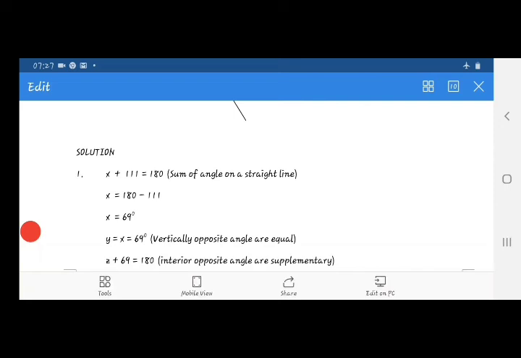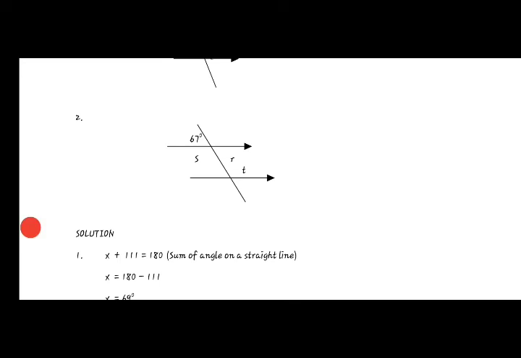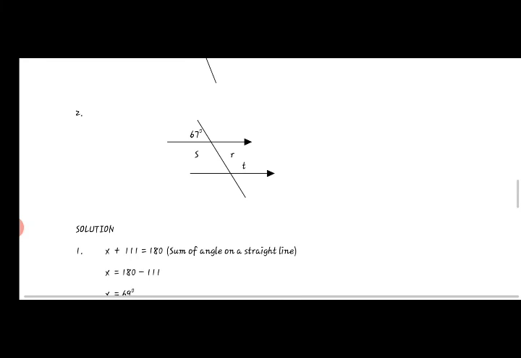If you look at it, S is 113, T is 113. We got that one from alternate angles. And R plus T, we've gotten our R to be 67, vertically opposite to this. So R plus T, that is 67 plus T is equal to 180 degrees, interior opposite. That one too will give us 113 degrees.